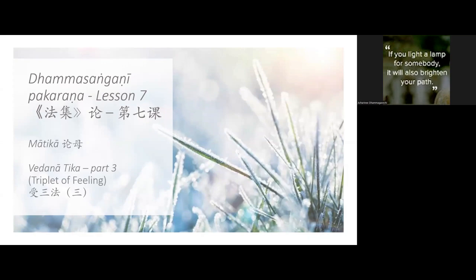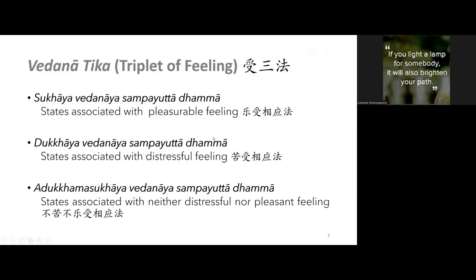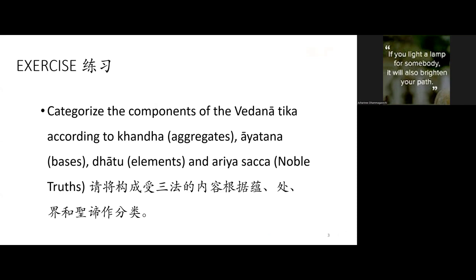So today is Dhammasaṅgaṇī lesson 7. It's part 3 of Vedanā Tika. During the last 2 discussions, we spoke about the 3 terms of the Vedanā Tika: Sukhāya vedanāya sampayuttā dhammā, Dukkhāya vedanāya sampayuttā dhammā, and Adukkhamasukhāya vedanāya sampayuttā dhammā. Today, we are going to discuss the answer to the exercise we gave last week, that is to categorize the components of the Vedanā Tika according to aggregates, bases, elements, and noble truths.